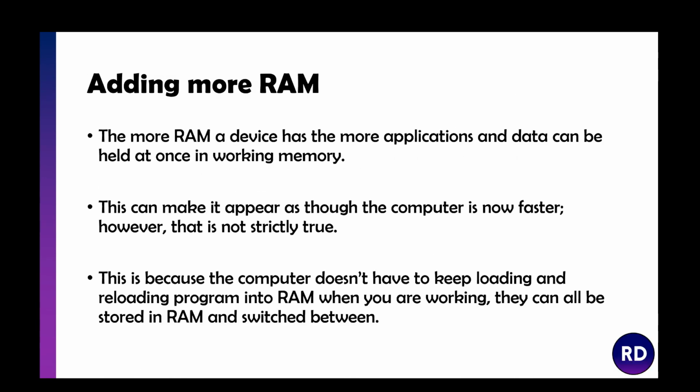So the more RAM a device has, the more applications and data can be held at once in working memory. So this makes it appear that the computer is a lot faster. However, that's not actually true. But this is because the computer doesn't have to keep loading and reloading programs into RAM when you're working. It can all be stored in RAM at the same time and switch between, which is a lot faster. So it makes it like your computer is a lot better and a lot faster, but actually it's just because your computer doesn't have to do as much work.